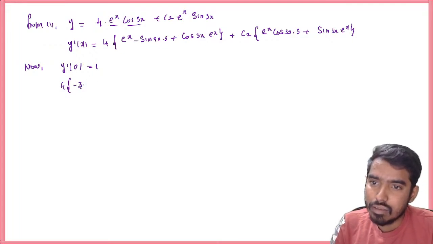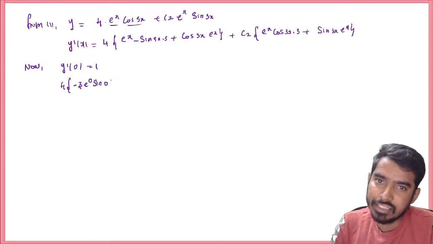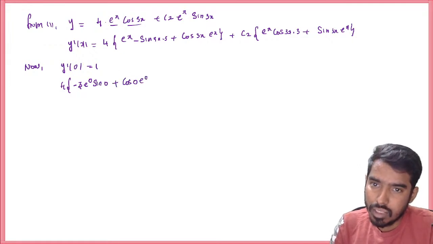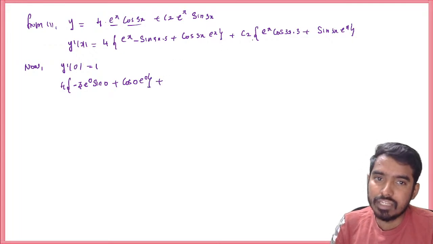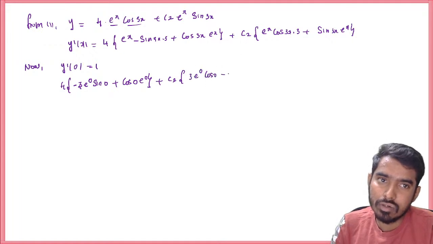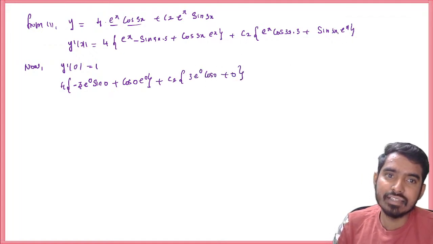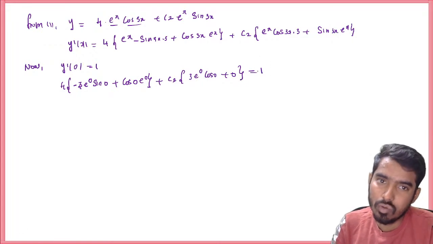Minus 3 e power 0 sin 0 plus cos 0 e power 0. I'm just putting x equal to 0. So c2 will be 3 e power 0 cos 0. Sin 0 will be 0, right? Because sin 0 into e power 0 is 0.